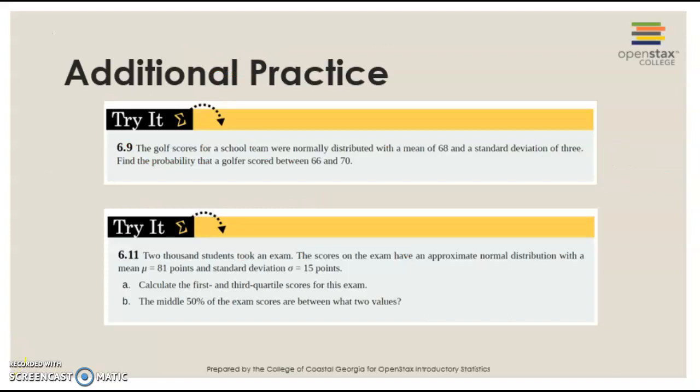So this is a little bit of review here. The golf scores for a school team were normally distributed with a mean of 68 and a standard deviation of 3. Find the probability that a golfer scored between 66 and 70.